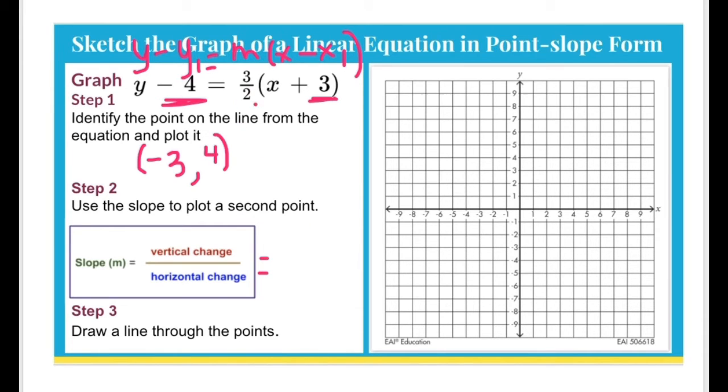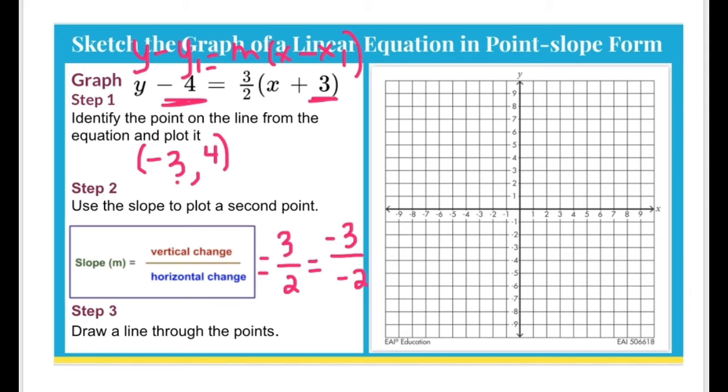So here the slope is 3 over 2. And positive 3 over 2 is the same as negative 3 divided by negative 2. This means that the sign of the fraction is positive. So if you have two negatives, it's equal to positive. So let's graph the equation.